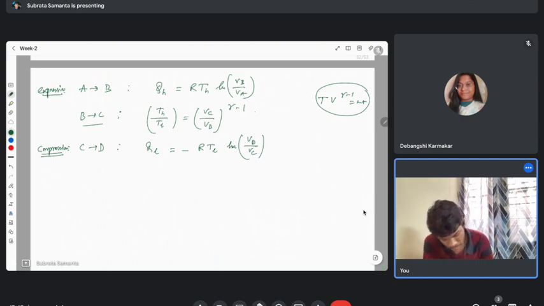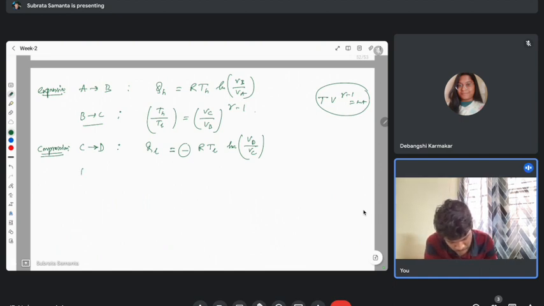That's why this gives a minus sign, because you write it in terms of ln(V_d/V_c), final volume by initial volume. The final volume is less, so it is a compression, and that's why it gives a minus sign.